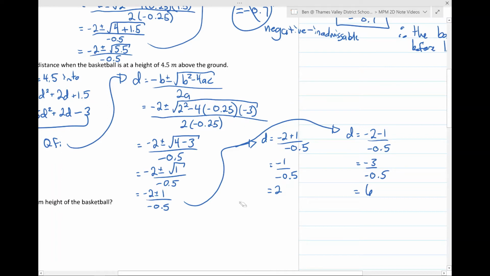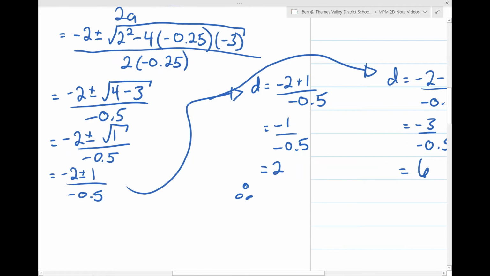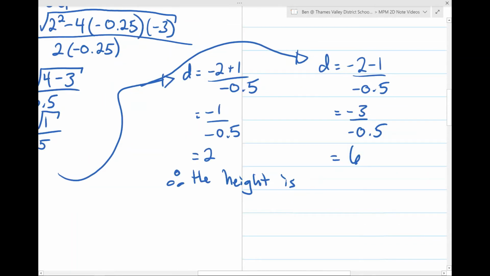We need to tie our concluding statement back to the question. They were asking us the horizontal distance when the ball is at a height of 4.5 meters. Therefore, the height is 4.5 meters.